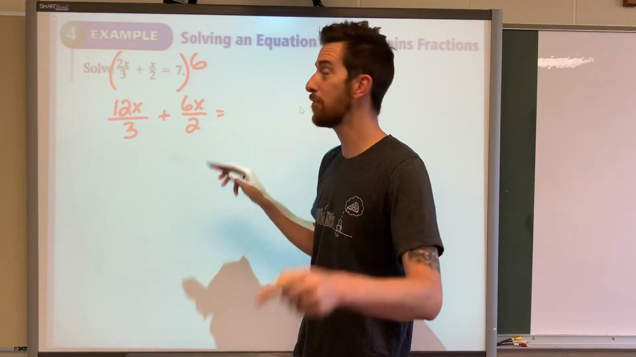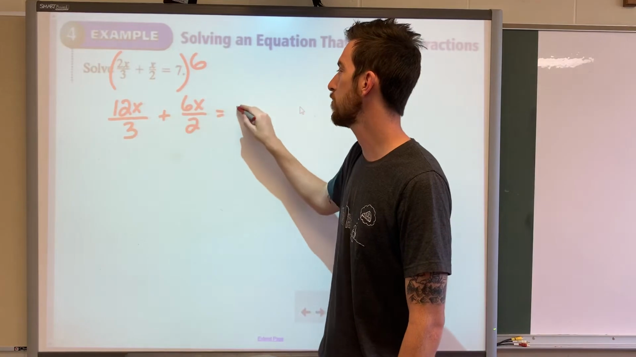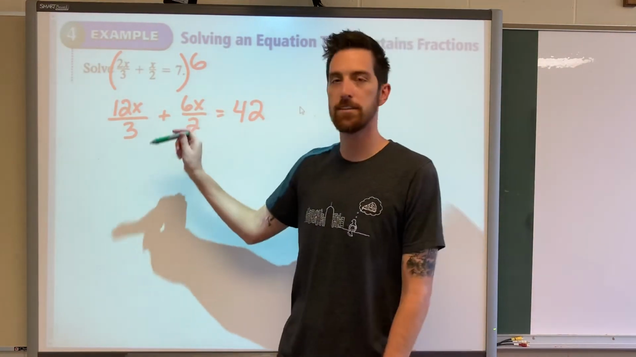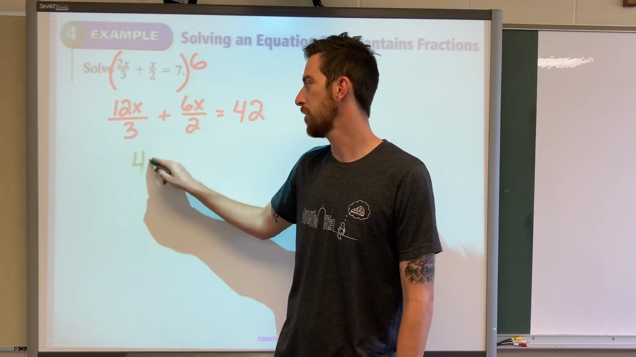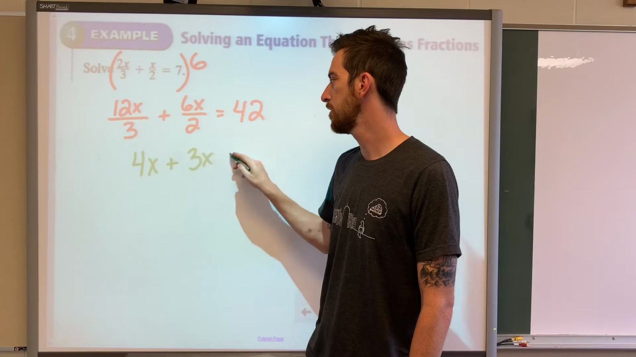this is where kids miss it. They'll forget to multiply by the other side of the equal sign. 7 times 6 is 42. So look, 12x divided by 3 is 4x. 6x divided by 2 is 3x.